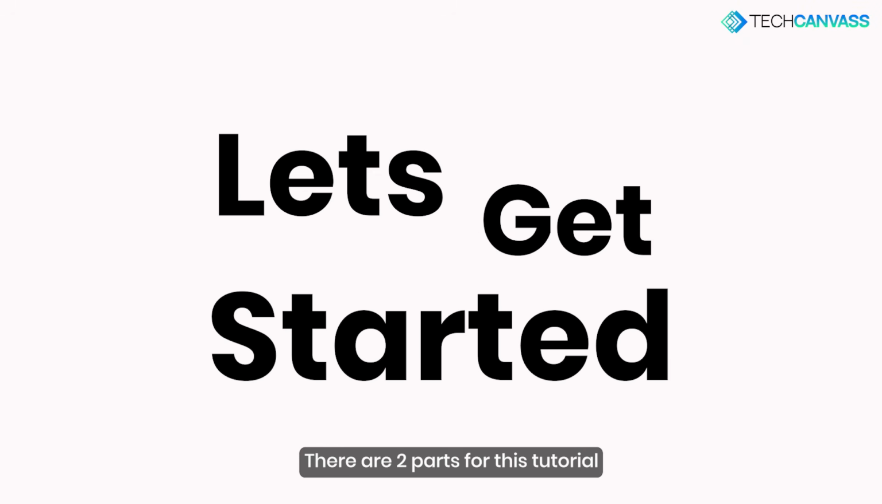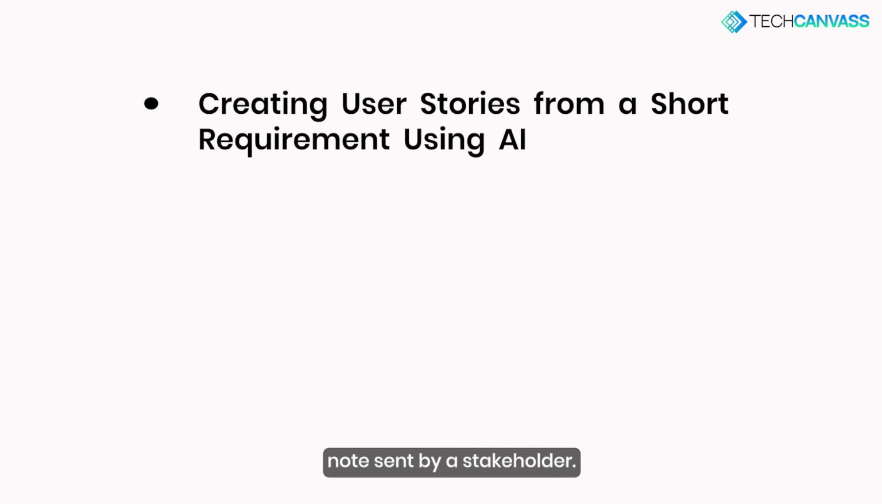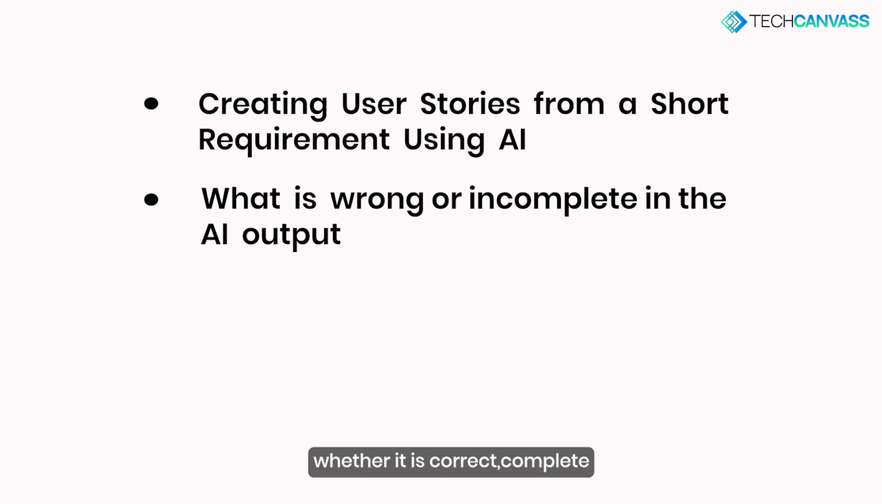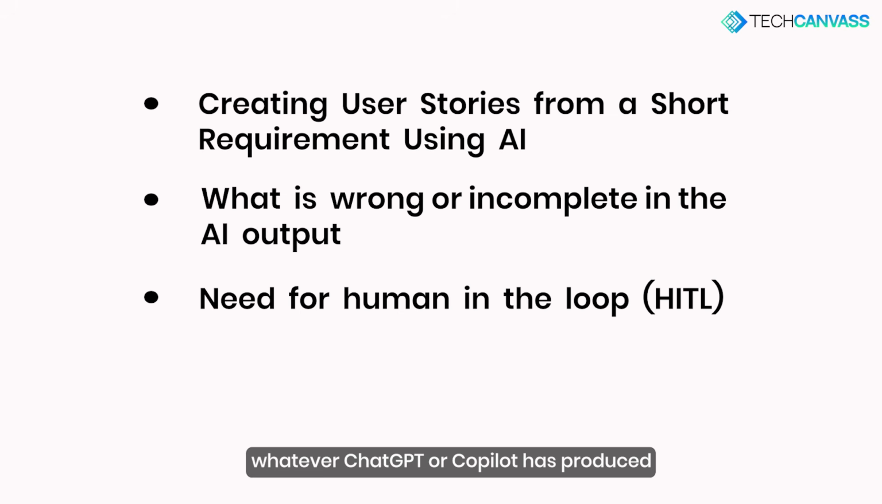There are two parts to this tutorial. In the first part, I'll show you how to create user stories from a short requirement note sent by a stakeholder. Now, this could be one scenario for a particular team. Now, I'll use AI to generate the user stories. So what I'll do is I'll generate the user stories and then I'll review it, whether it is correct, complete, and is it fit for use. I will also examine whether a manual intervention is required to review the user stories, or whatever ChatGPT or Copilot has produced is good enough to be directly given to the team.